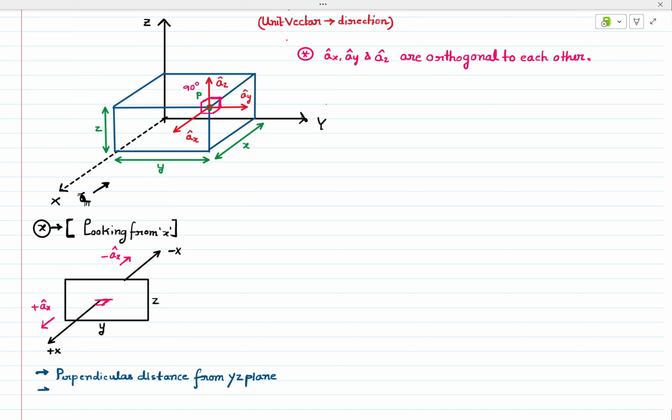And can you say what is the range of X? Range of X is very simple. X is an infinite line from minus infinity to plus infinity, or minus X to plus X. So the range is minus infinity to plus infinity, because X is a line of infinite distance. Okay, this is the X actually. In the similar way, I will tell what is Y and what is Z.